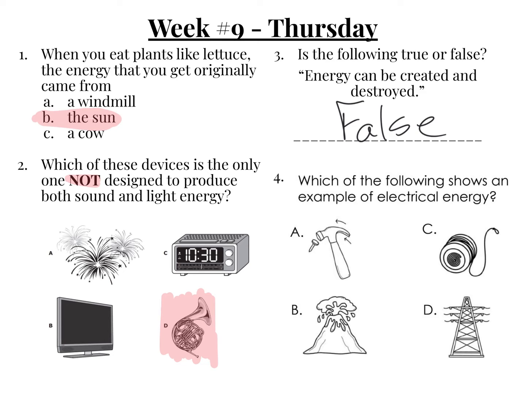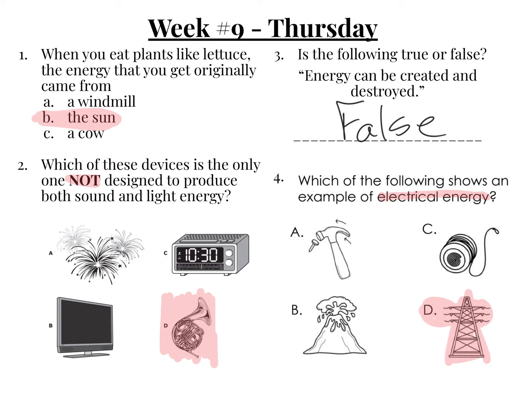Number 4. Which of the following shows an example of electrical energy? A. A hammer hitting a nail. B. A volcano erupting. C. I have no idea what C is. Does anybody know? Raise your hand. Oh, made you raise your hand. Okay. C is, let's just say, a yo-yo. D are power lines. Well, hopefully the obvious answer to you would be D, power lines.